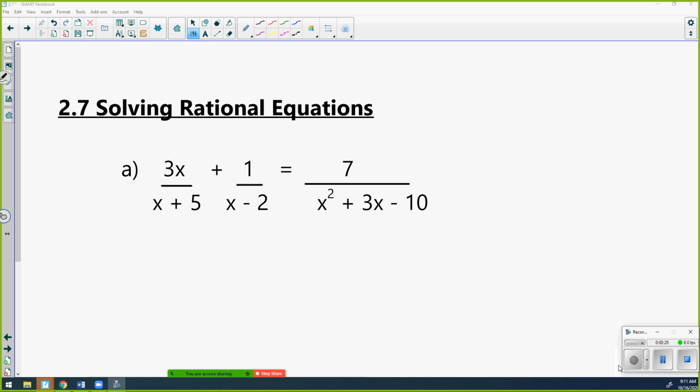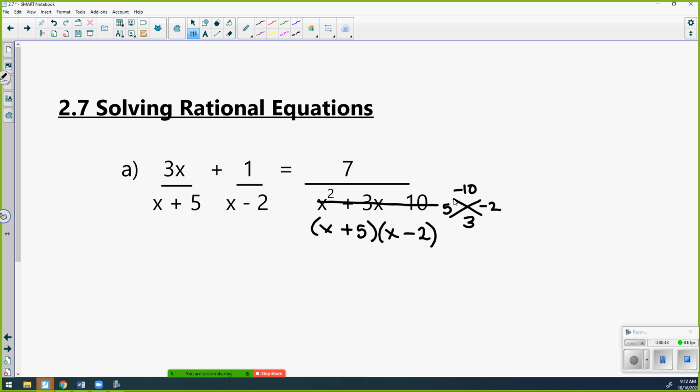As I look at letter A, the first thing that comes to mind is this x squared plus 3x minus 10, and the fact that it could probably be factored. So when I see negative 10 and 3, I think, 5 times negative 2 would give me negative 10, and 5 plus negative 2 would give me 3. So I'm going to rewrite this quadratic as x plus 5 and x minus 2.